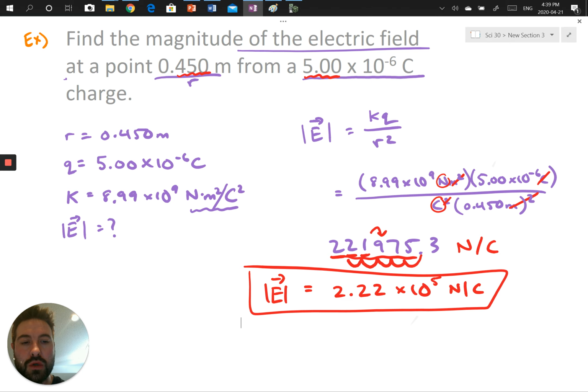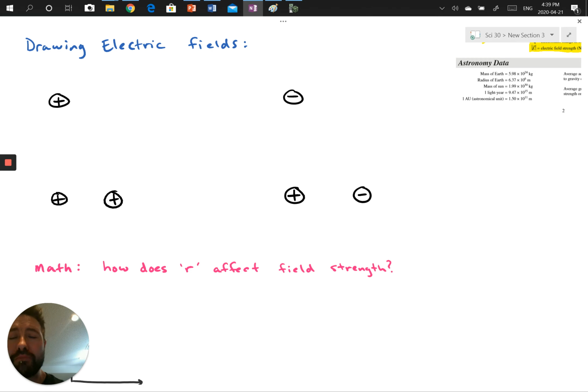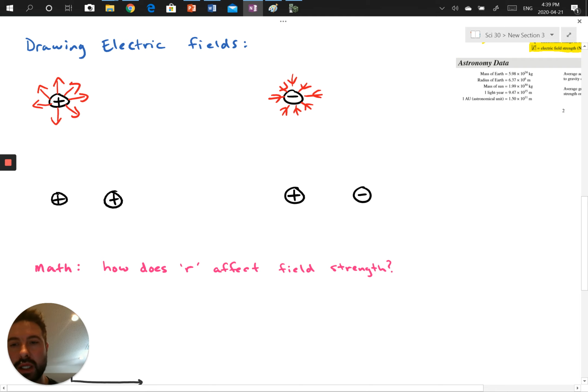So we also may have to draw electric fields. With gravitational fields, the arrows always go towards the mass. In this case, you could have a positive or a negative. So these vectors always go away from positive and toward negative. Okay, so that's just something that's not in your data booklet. That's something that you need to remember.